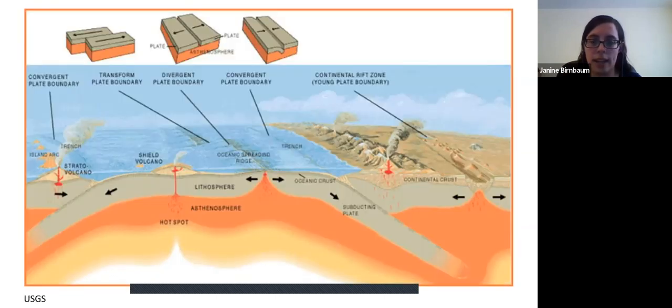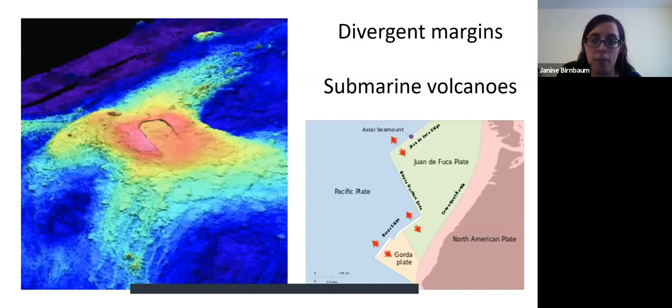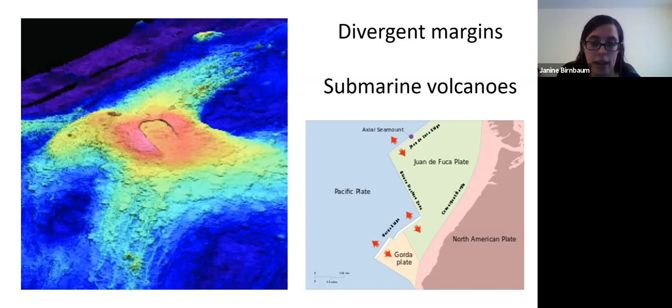So next we're gonna talk about divergent plate boundaries. This is places where the plates are moving apart. Most of that is occurring at mid-ocean ridges. We do see volcanoes on mid-ocean ridges and spreading centers.